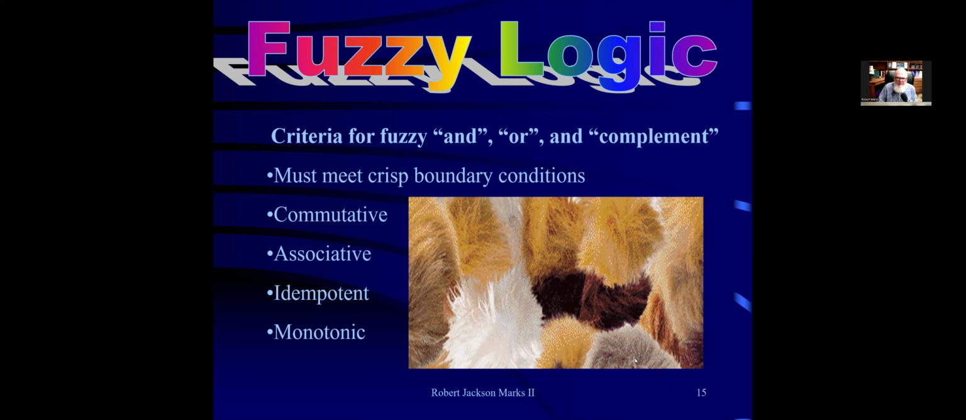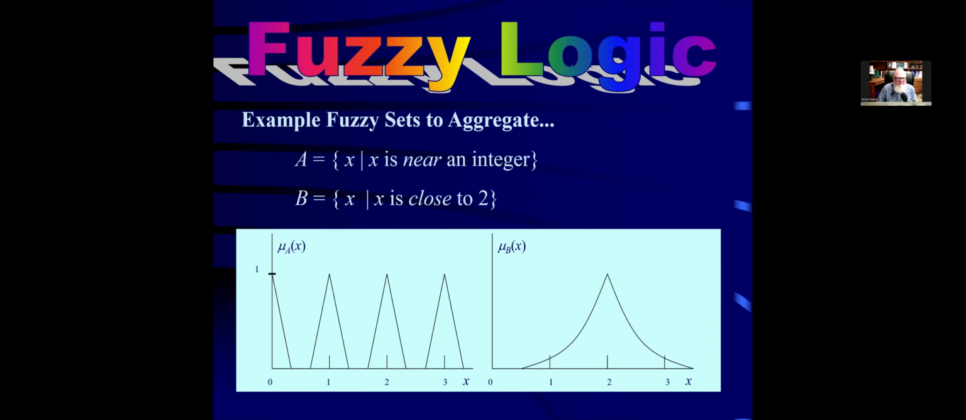A or B should be the same as B or A. So that's commutative. It should be associative. The other one is X is close to 2. That's the set B. X is close to 2. The fuzzy linguistic variable here is close. We all have an idea of what close is, but again, it's a fuzzy sort of concept. And these are the membership functions which I have generated.